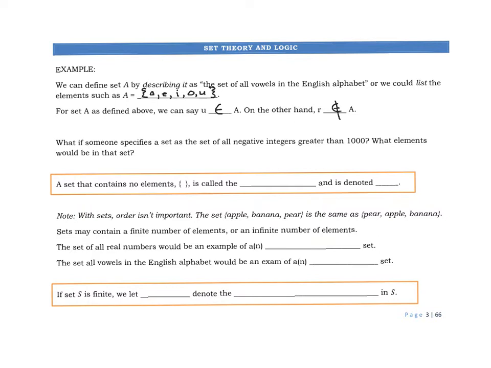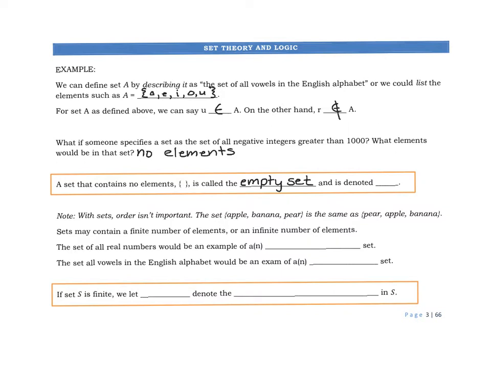Alright, so let's change our thoughts a little bit. We're still talking about sets, but what if someone specifies a set as the set of all negative integers greater than 1,000? Well, would there be any number that would fit that description? No, so there would be no elements in that set. So a set that contains no elements is called the empty set. It's a set with nothing in it.